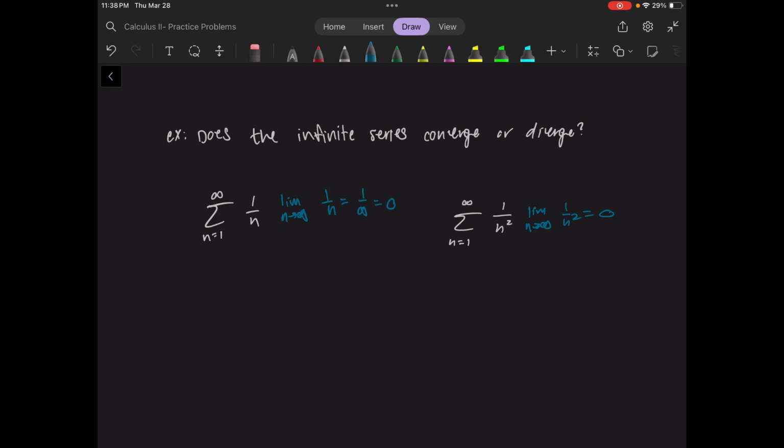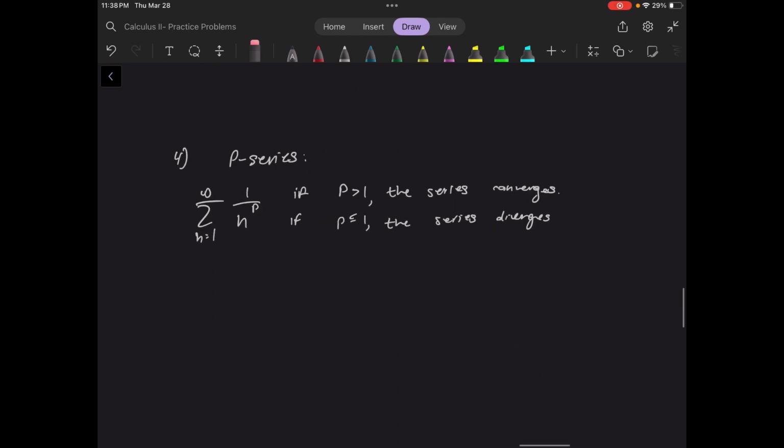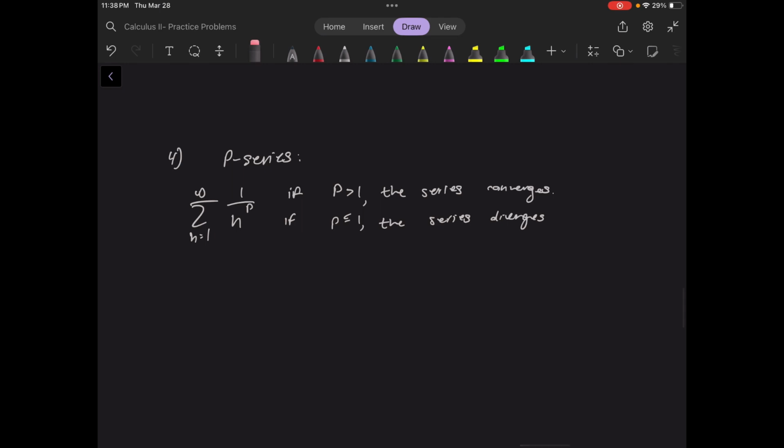So how can we prove convergence or divergence of these? Well, this one's divergent and this one's convergent. But why? It's something called a p-series. So this is the third kind of convergent series, a p-series. A p-series has this form. It is 1 over n to the p. So if p is greater than 1, the series converges.